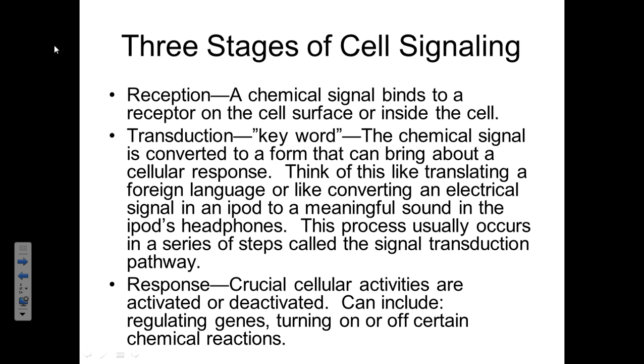The whole purpose of this signal, though, is to cause some kind of response. And the response can be lots of different things, but usually it's either turning on or turning off a gene, or maybe turning on or turning off a specific kind of chemical reaction. So turn on or off a gene, or turn on or off a certain reaction. That's the typical response caused by a cell signal.